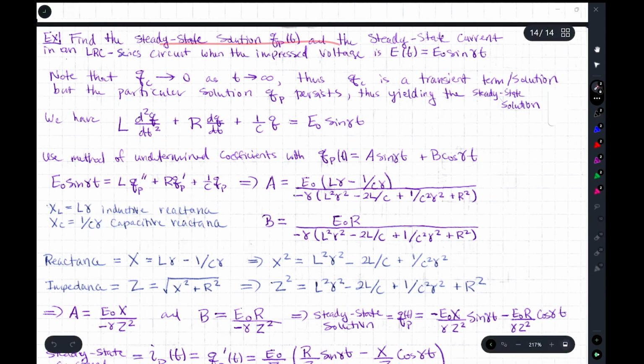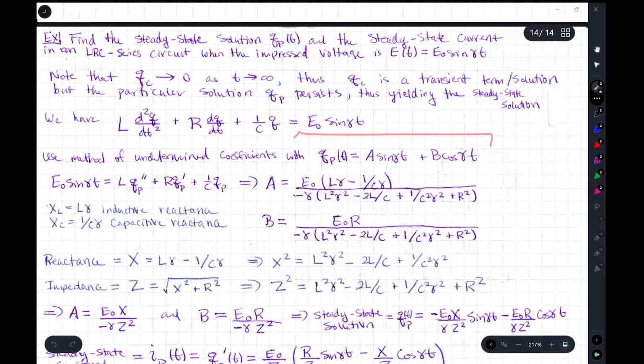So we want the steady state solution, and we've seen before how the complementary solution goes to 0 here. It's a transient term. And so we're just going to focus on Q_P, the particular solution. That's going to give us the steady state solution, the solution where the transient terms die out. And in this situation, that happens to be Q_C. So we're going to ignore the complementary function and just focus on Q_P.